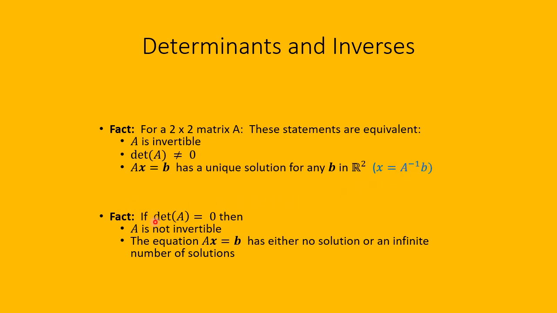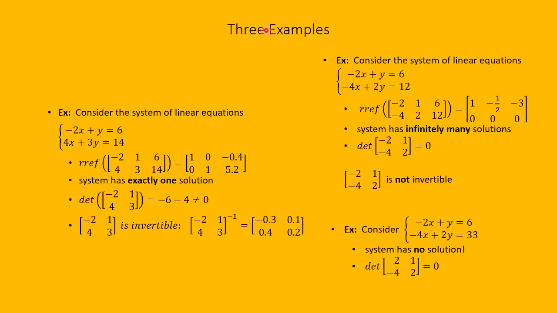Another fact, if the determinant of A is equal to 0, then, first of all, A is not invertible. And secondly, if you look at the equation AX equals B, this equation has either no solution or an infinite number of solutions. Whether it has no solution or an infinite number of solutions depends on what B is over here. Let's look at 3 examples illustrating the 2 facts that we just looked at.